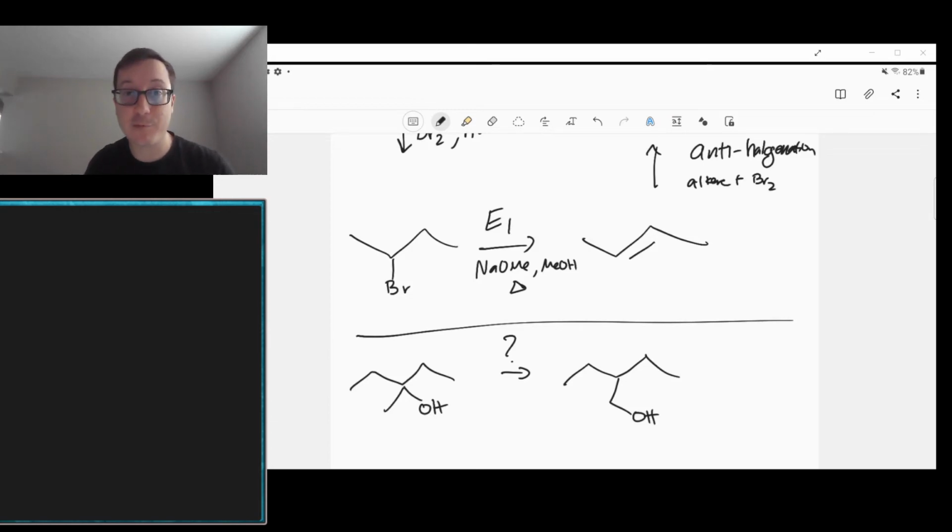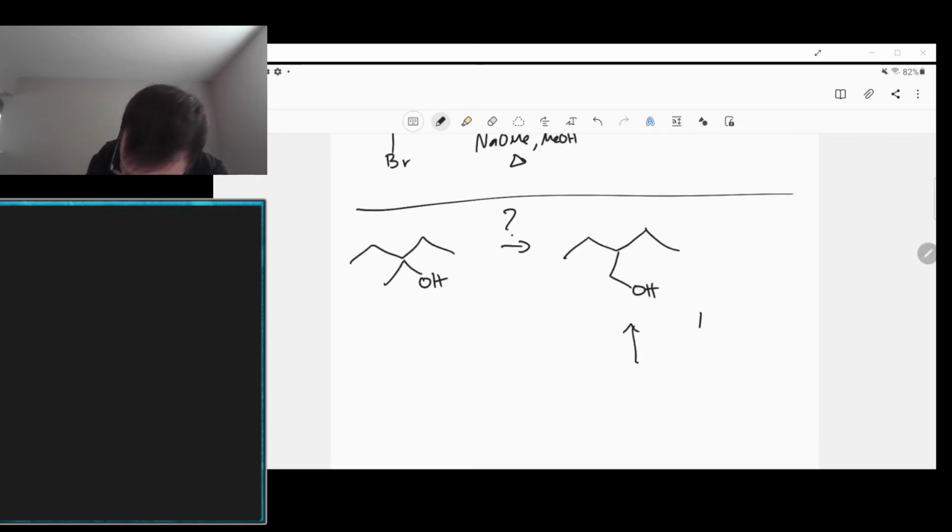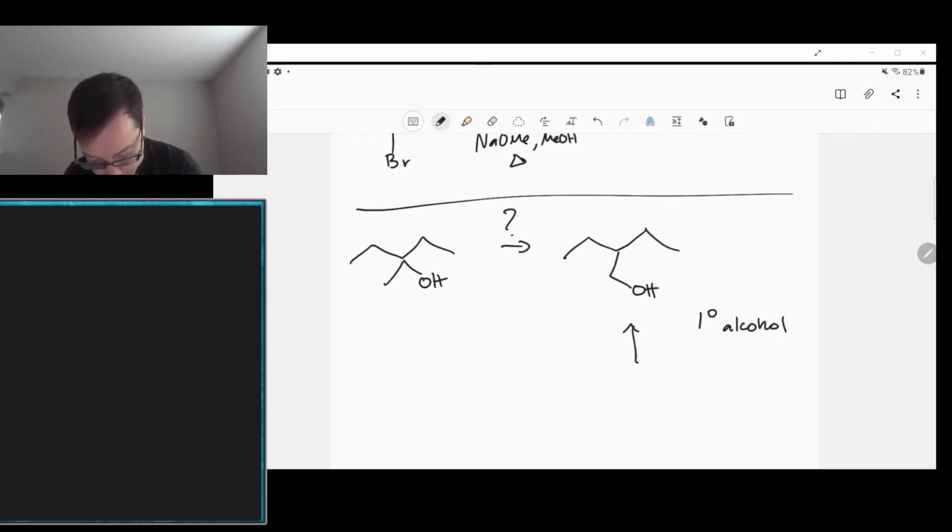Always start at the end product. We're making a primary alcohol, an alcohol on a carbon that has two hydrogens on it. So we have to think, how do we make a primary alcohol here? Well, let's think, how do we make alcohols in general? We have quite a few ways to make an alcohol.